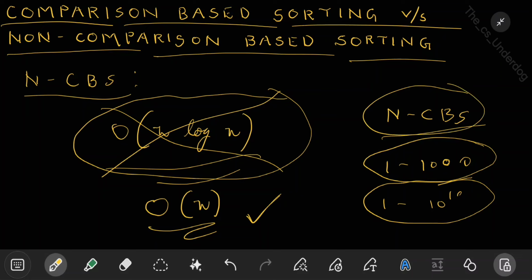So this is it about comparison and non-comparison based sorting. Most important points to keep in mind are, one is about time complexity. Non-comparison based can beat comparison based sorting in time complexity. Second thing is that range of values can affect non-comparison based sorting, but in case of comparison based, range doesn't matter.